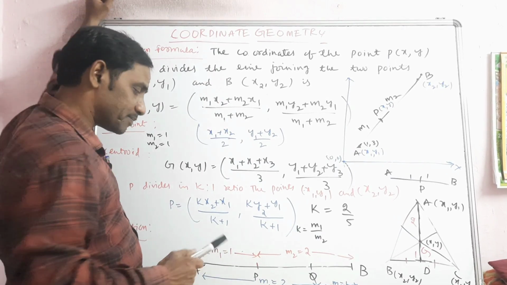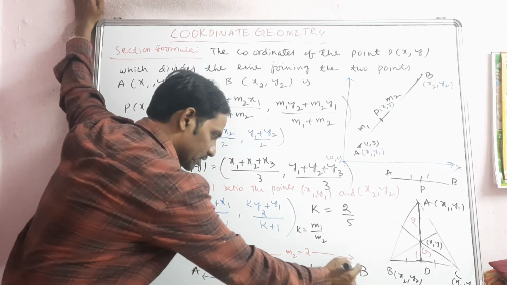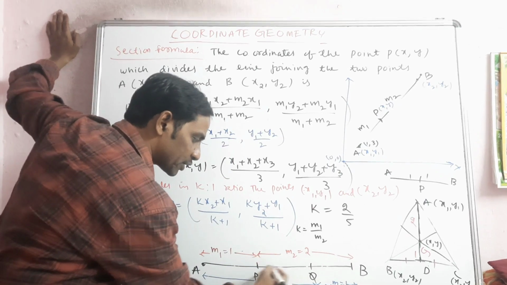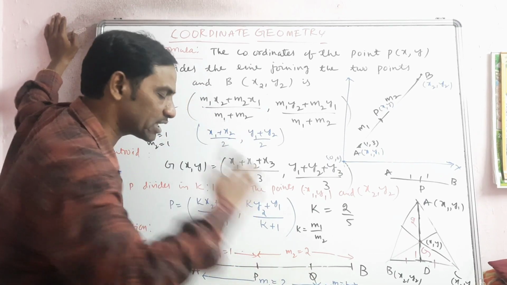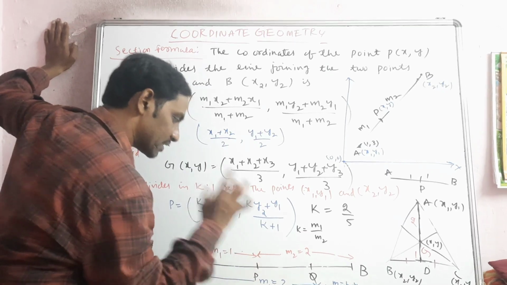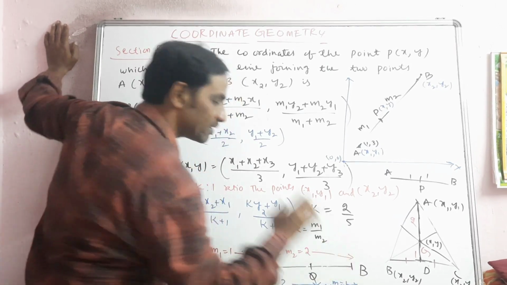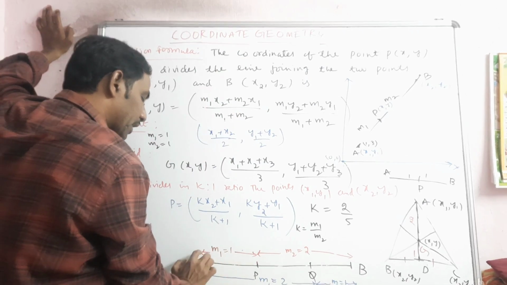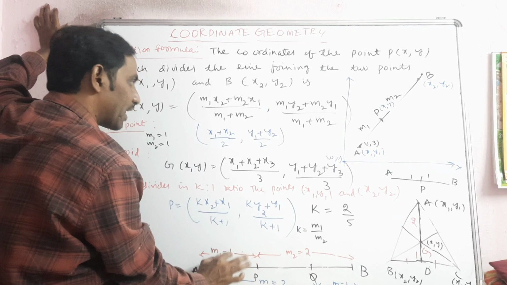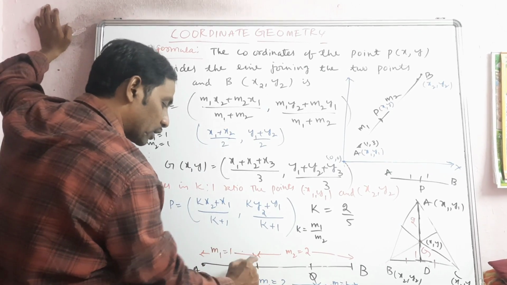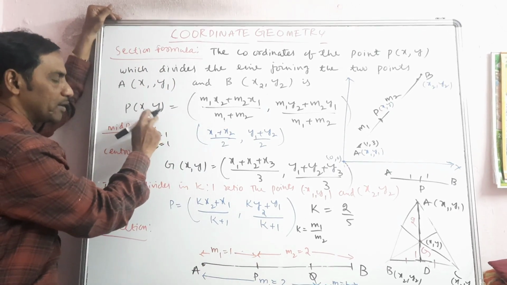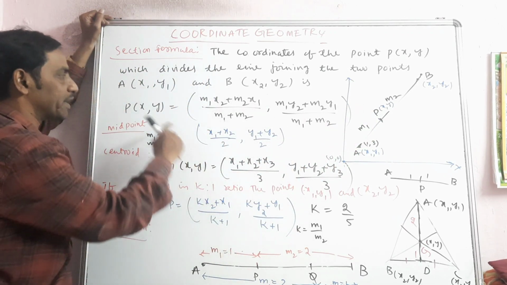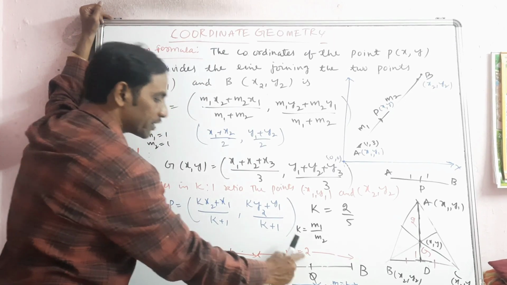What is trisection? For example, the line A to B is 3 centimeters. Trisection means the points P and Q will make the line AB into 3 equal parts. So from A to P 1 centimeter, P to Q 1 centimeter and Q to B 1 centimeter, 3 equal parts. So for A to P, if I want the point P using this formula, then you have to take m1 as 1 and m2 as 2.